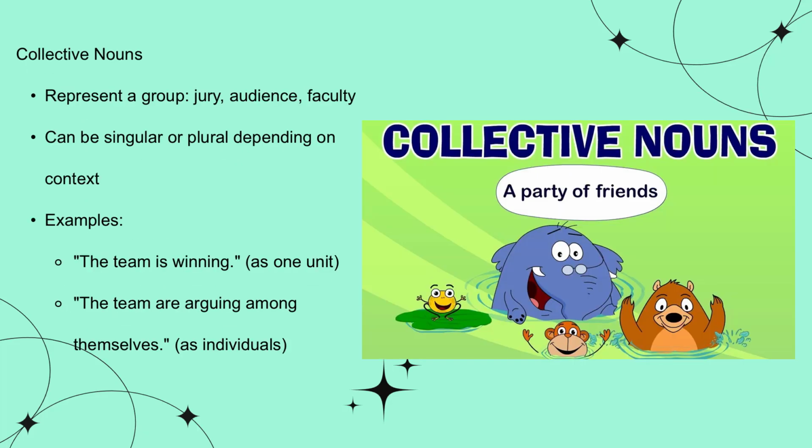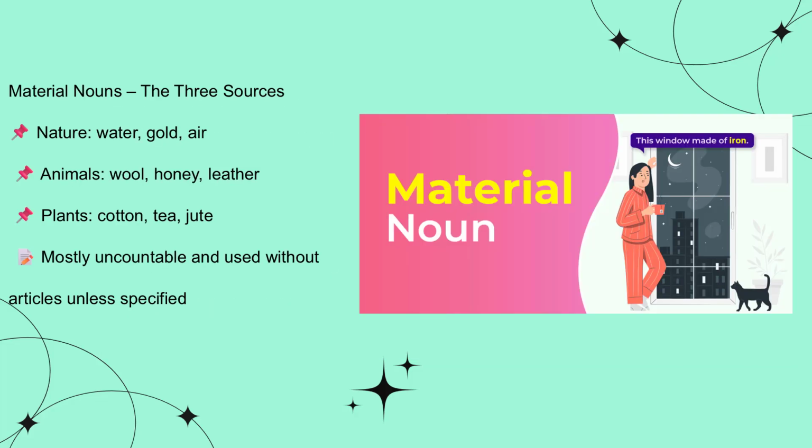Collective nouns. Collective nouns represent a group seen as one, like jury, audience, or team. These can be singular or plural based on context. For example, the team is winning, seen as one unit. Or the team are arguing, seen as individuals. This flexibility makes collective nouns tricky but powerful.